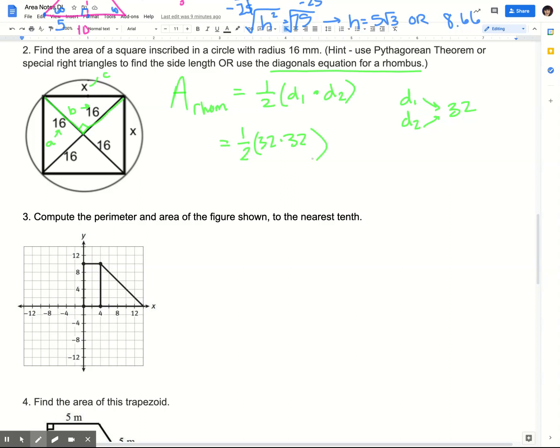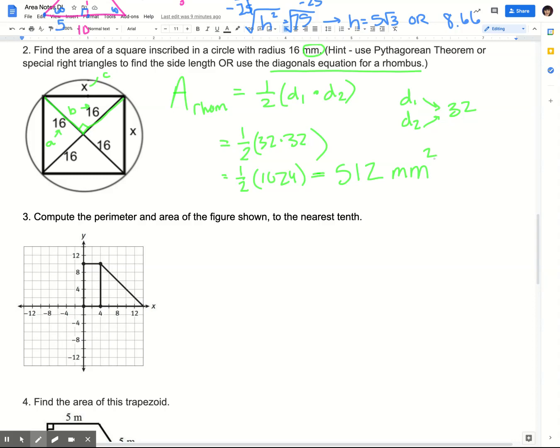And then once you get to this point, this is just a plug into your calculator kind of deal, because honestly, I don't really want to do 32 squared in my head. So half of 32 times 32 is 1,024, and then cut that in half, and you get 512. And then I want to make sure I use my units, so millimeters, but then I have to remember to put millimeters squared because I found an area.